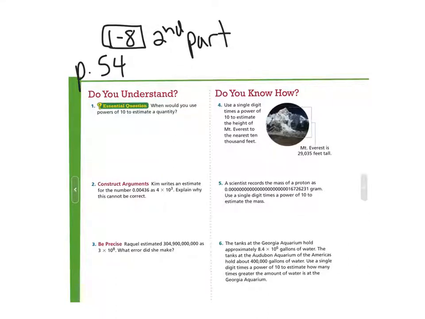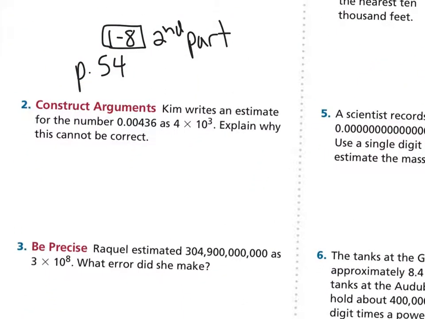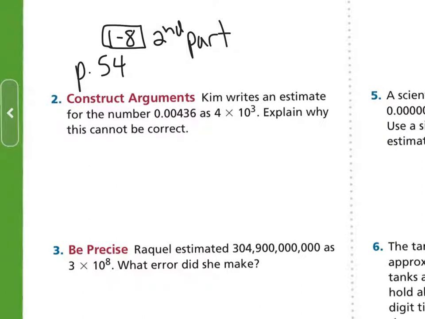Page 54, we are going to finish up lesson 1.8, which is on using powers of 10 to estimate quantities. So on the do you understand, if we look at number 2, Kim writes an estimate for the number 0.00436 as 4 times 10 to the third. Explain why this cannot be correct.